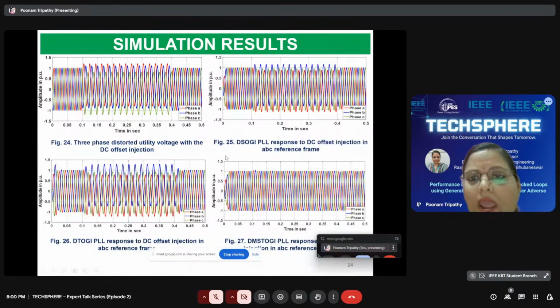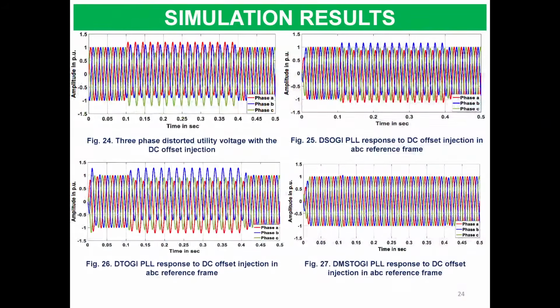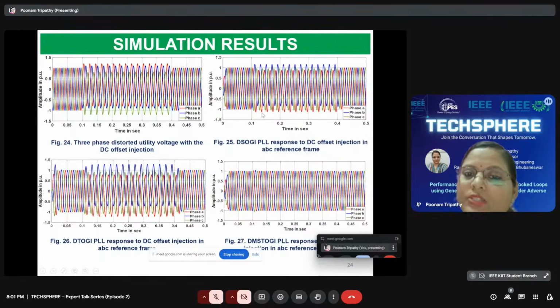signal along with a DC offset disturbance condition from the time period of 0.1 to 0.4 in the natural or ABC reference frame. And these simulation responses showcase that the SOGI filter-based and the TOGI filter-based DSOGI and DTOGI PLLs are not capable of accurately extracting the voltage magnitude in the ABC reference frame. You can see the outputs as well. This was the input signal carrying the distortion, and here you can also see the output signals which have been extracted by the DSOGI and the DTOGI PLL. They are still consisting of the DC offset disturbances.